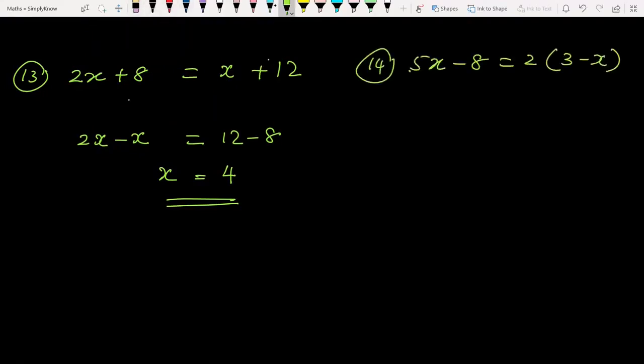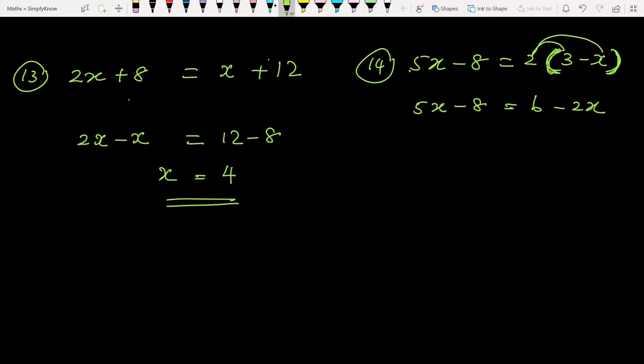What about this equation? Here we have a bracket. So first thing we need to do is remove this bracket. So 2 times 3 is 6. 2 times minus x is minus 2x. And on the left side we have 5x minus 8.